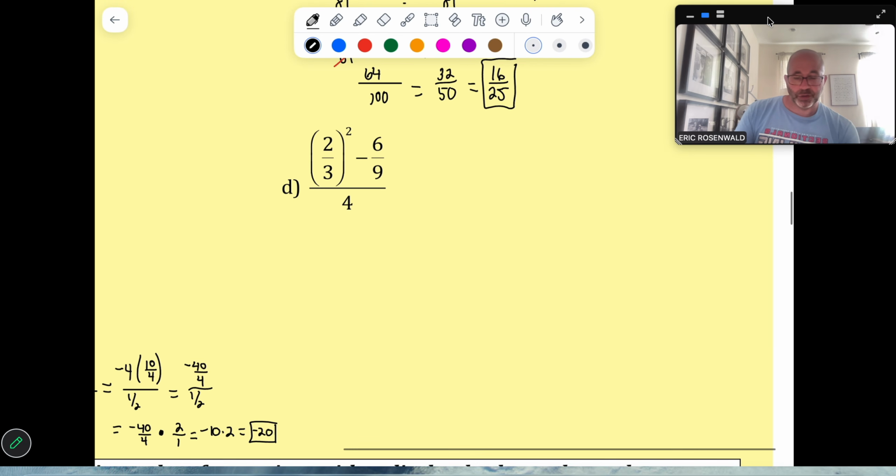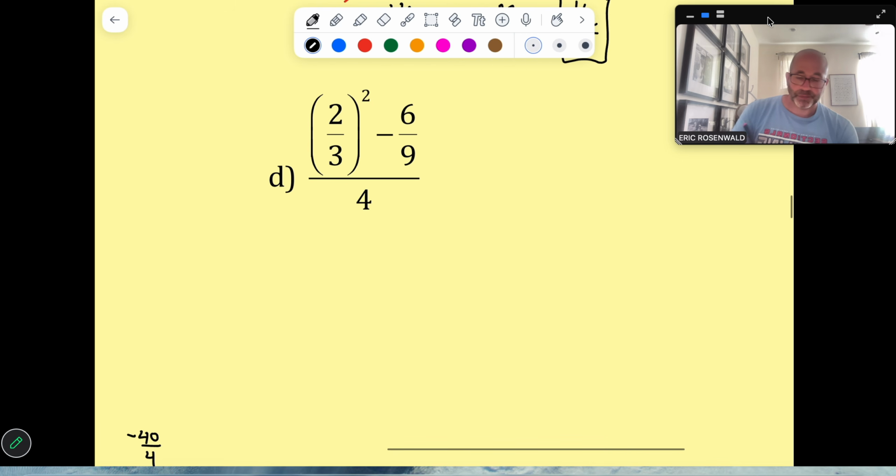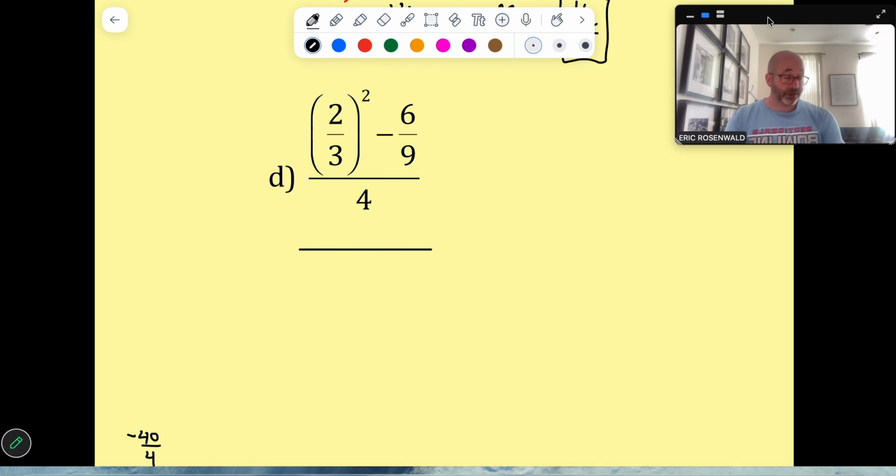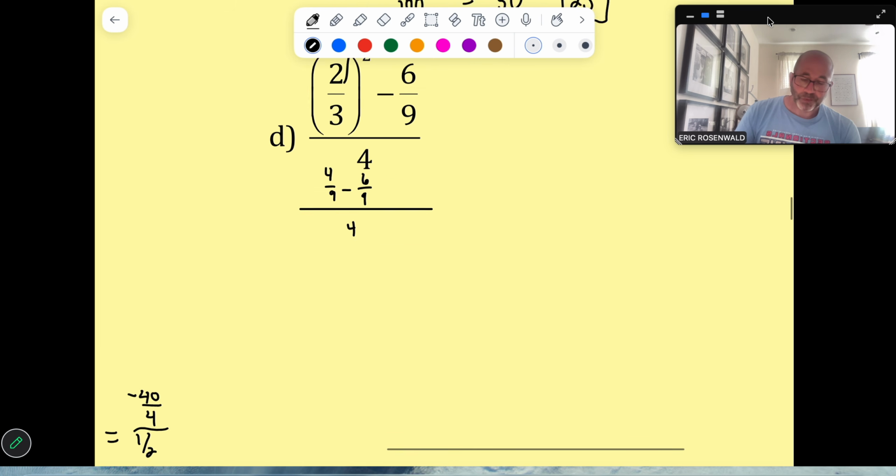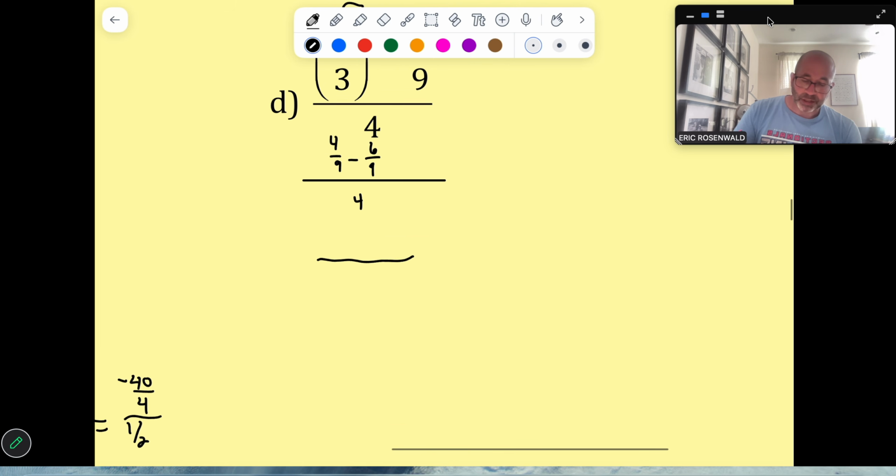All right, next one. We're going to go through and do 2/3 squared minus 6/9, divided by 4. So let's do the exponent first. Please excuse my dear Aunt Sally. Parentheses and then exponent. So doing our exponent to the top and the bottom, we get 4 over 9 minus 6 over 9, divided by 4. That numerator is going to be just a negative 2 over 9 divided by 4.